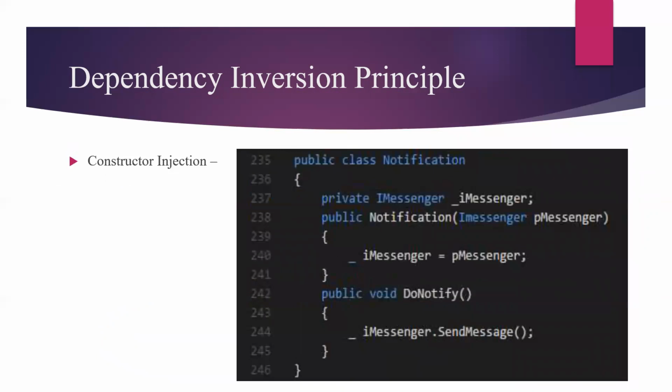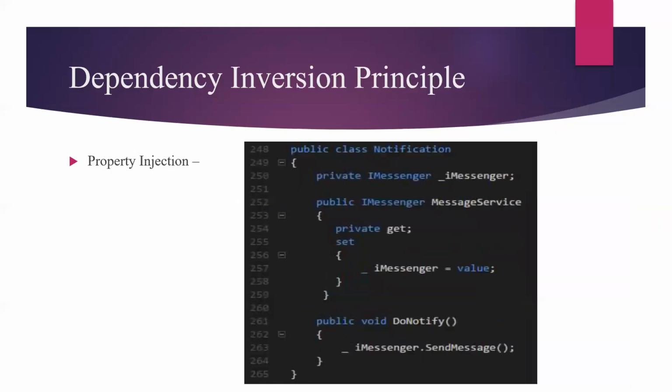So there are three ways of injecting the dependency into this class Notification. First is the constructor injection. You can see in this class Notification, we are passing the reference of the IMessenger interface. You can see in the constructor, public Notification, in the brackets IMessenger messenger. So we are injecting the dependency in the constructor of this class. And then we are calling that in the doNotify method to send the message.